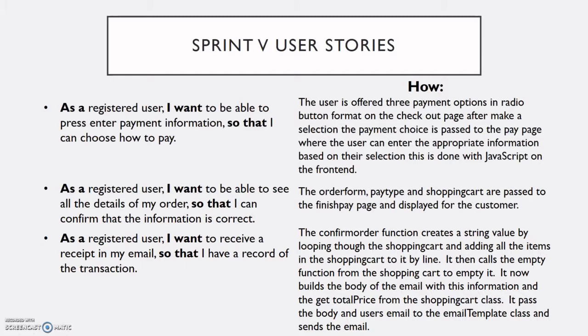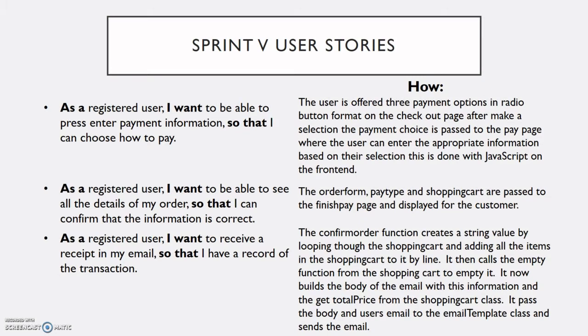Continued user stories from Sprint 5. User story number 4: As a registered user, I want to be able to enter payment information so that I can choose how to pay. How we're doing this is the user is offered 3 payment options in a radio button format on the checkout page. After they make a selection, the payment choice is passed to the pay page where the user can enter the appropriate information based on their selection. This is done with JavaScript on the front end.